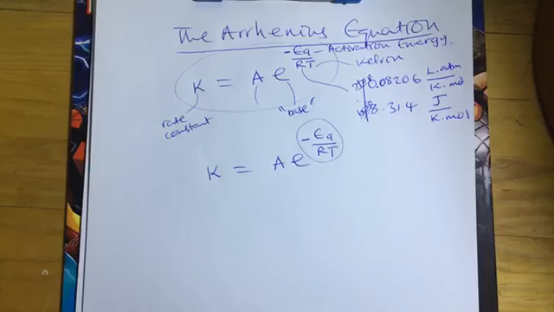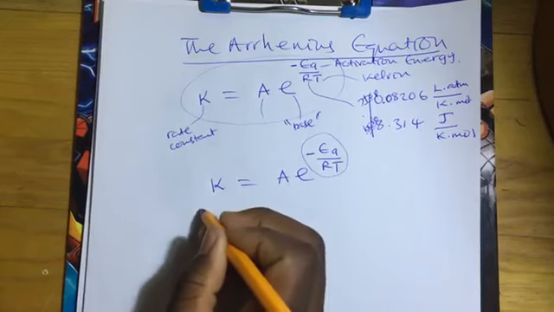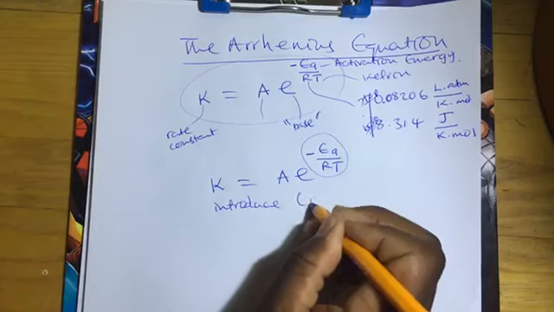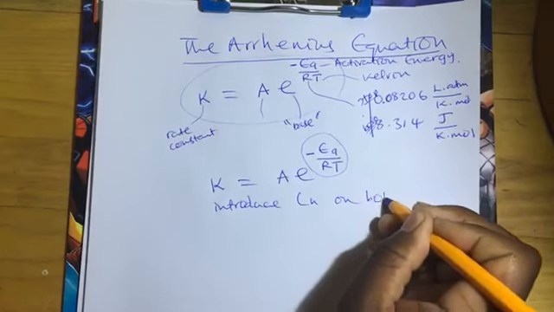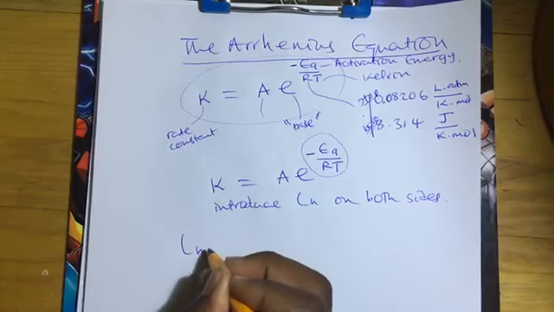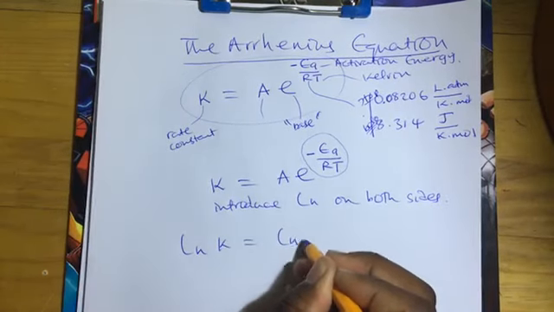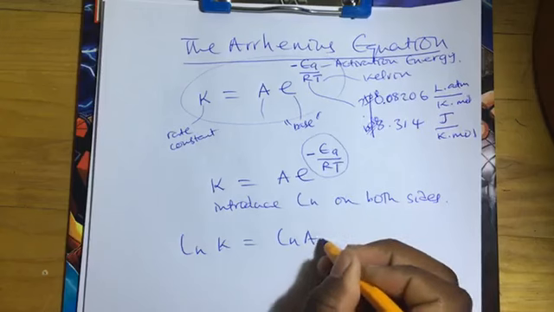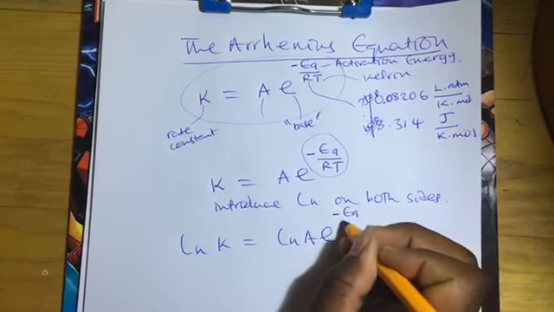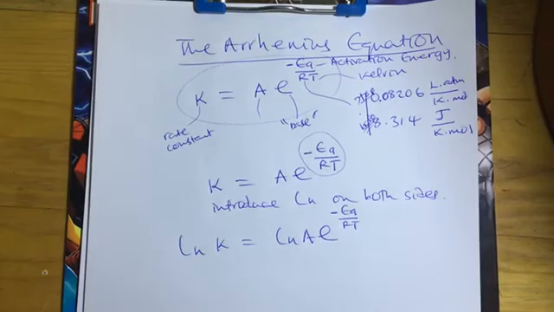Okay, so we're going to introduce ln on both sides. Excellent, the natural logarithm. So we're going to have ln k is equal to ln a, e to the power negative Ea over RT.